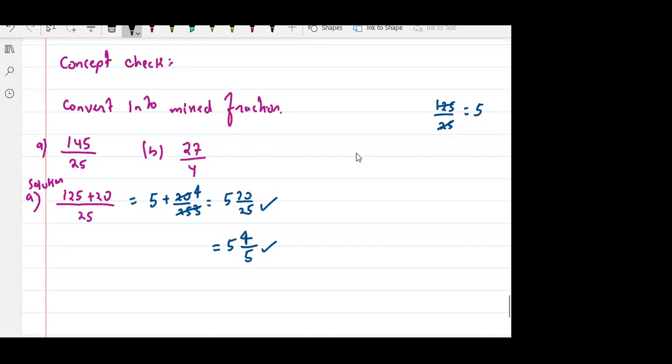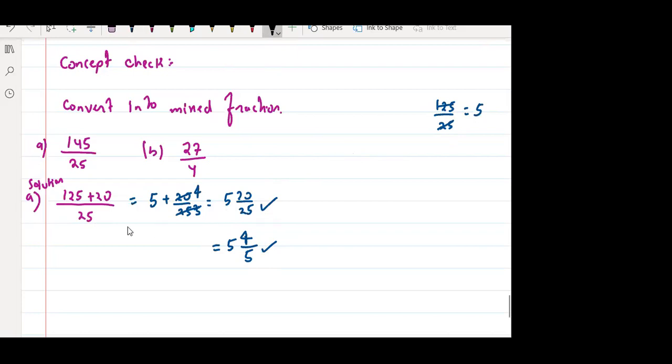Got it? So 5 plus 20 by 25. Yes or no? I hope everyone remembers. Clear? And 20 by 25, either you can write directly or you can divide by 5 to convert into 4 by 5. So both are correct. Right, this is done.